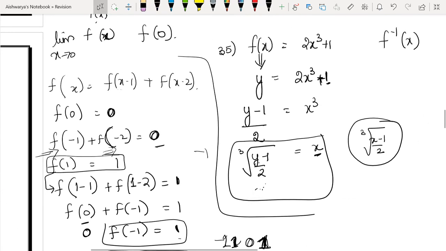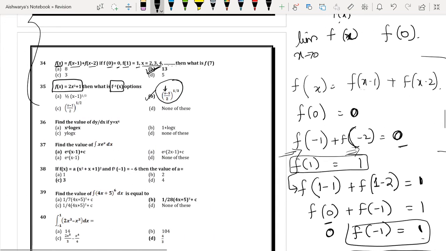All you have to do is find the value of x in terms of y. Once you find it out, you just substitute instead of y, you substitute it with x. You will get the answer. Inverse functions are not difficult. They are quite easy if you approach it this way.